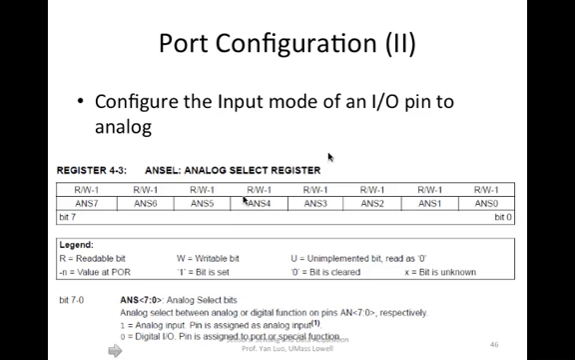The next register is the analog select register. If you want to configure an I/O pin to be in input mode for analog signals, then this is the register you need to set to the proper value. As explained here, when it's 1, it is an analog input. When it's 0, that's a digital I/O.